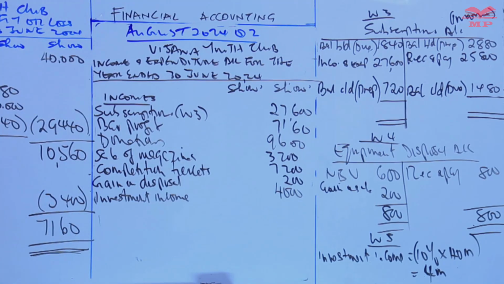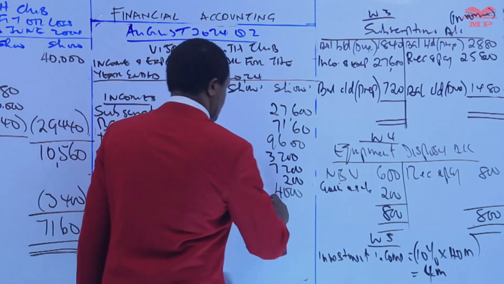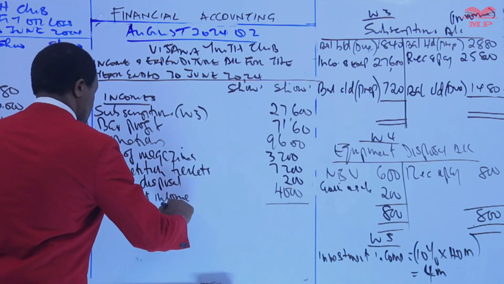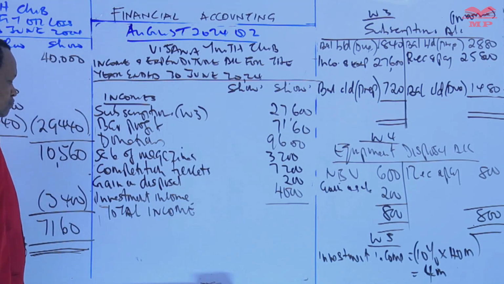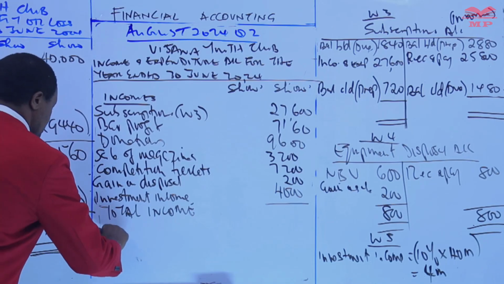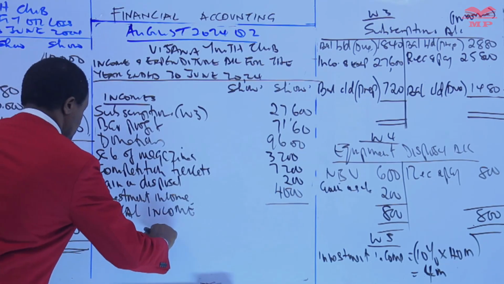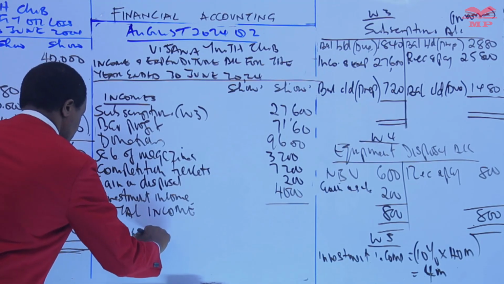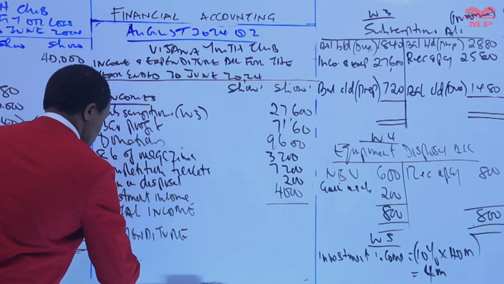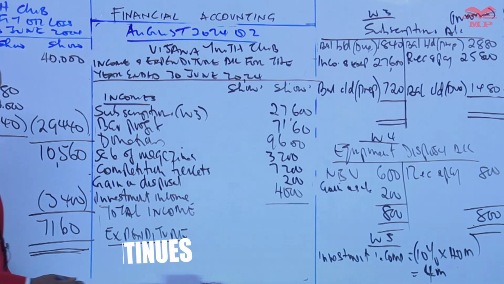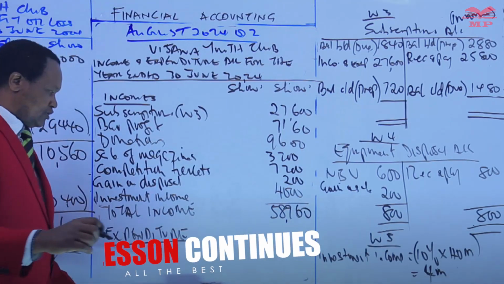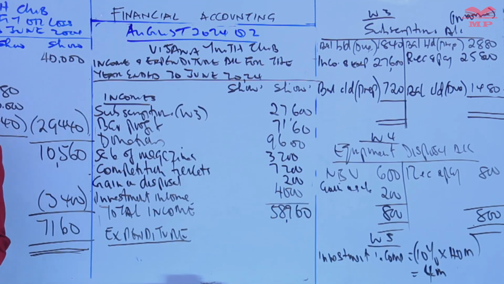Any other income? So give me the total income. What is the total income? Then we identify the expenses. Expenditure. Income and expenditure. $58,960 is the total income. Now help me identify expenses.